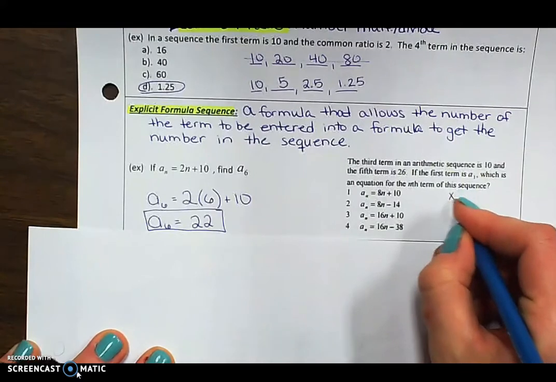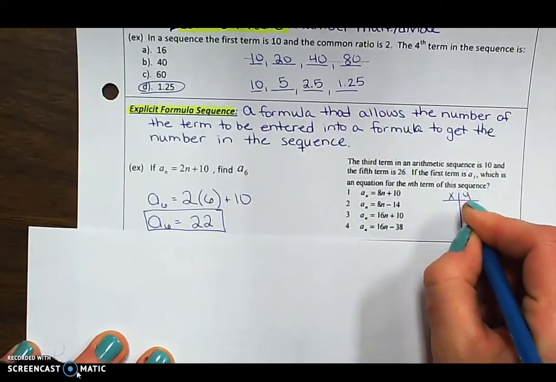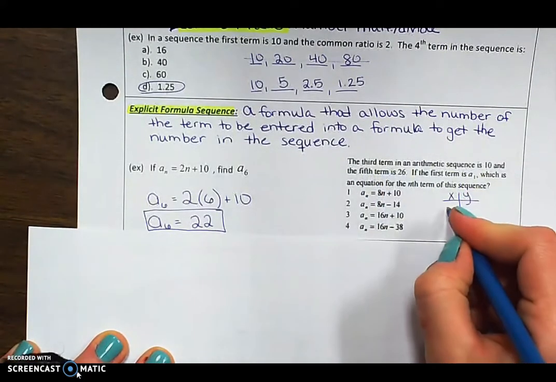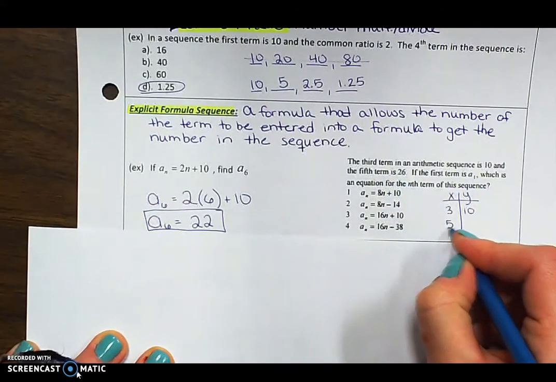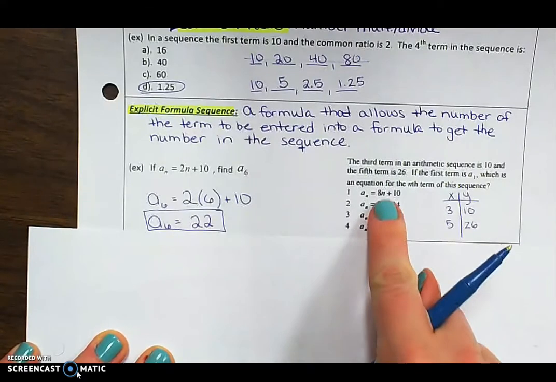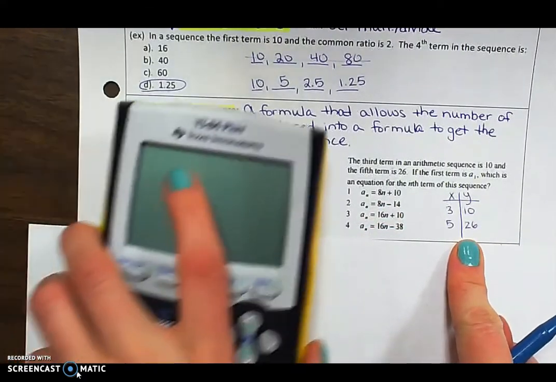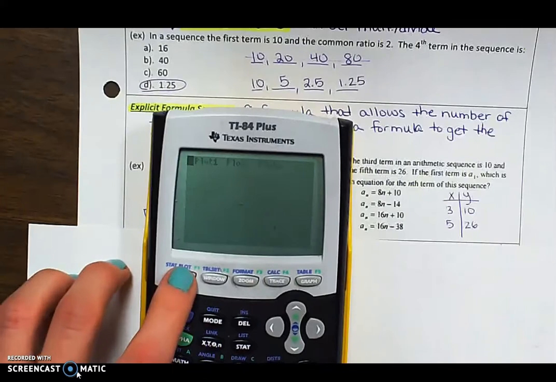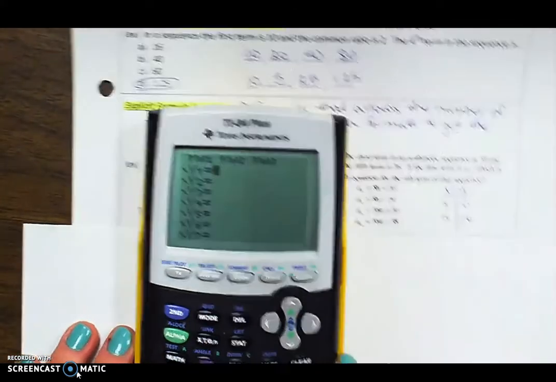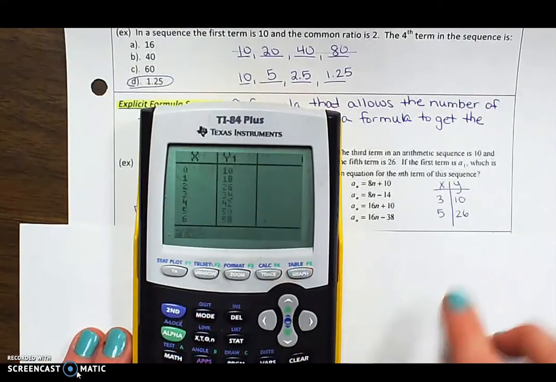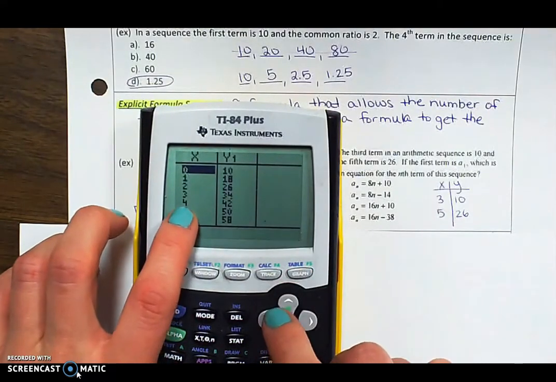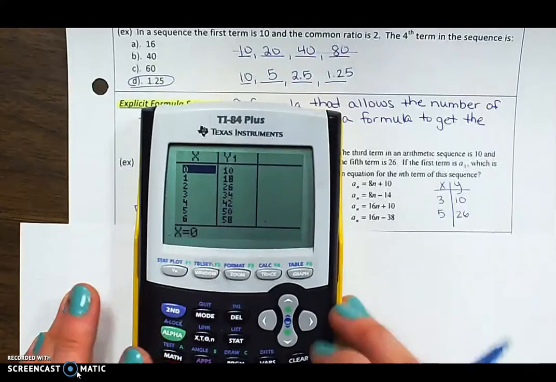So I'm going to write this as a table of values. The third term is 10, and the fifth term is 26. We want to find out which of these matches. So I'm going to use my calculator to help me out here. I'm going to go to y equals, and type in the first one, 8x plus 10. I go to my table of values. Does 3 match with 10? Nope, it doesn't. So it can't be choice 1.